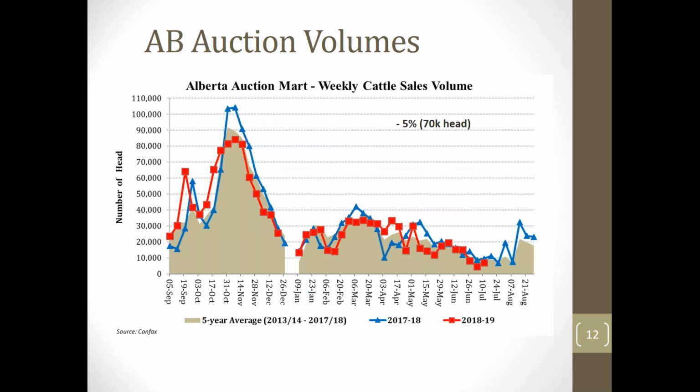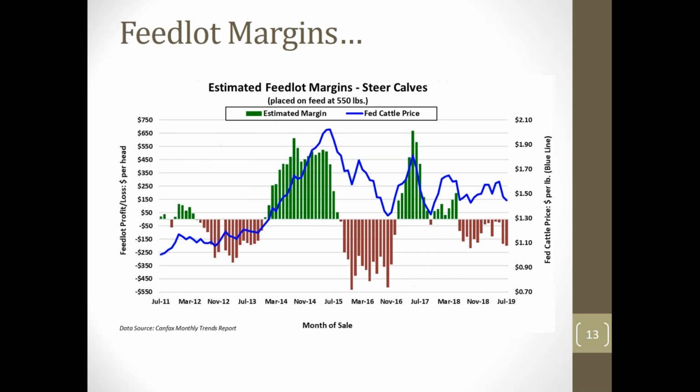I'll talk a little bit about slaughter later on, but our slaughter numbers are also up in Western Canada as well as Canada as a whole. On feedlot margins, this will be another factor. This is cash to cash margins for a 550 pound steer calf. You can see margins have been negative since early 2018, and those negative margins are going to play on the calf price this fall, just as we've seen feed costs rise. And if we do see a strengthening dollar, we will likely see some pressure on calf prices.